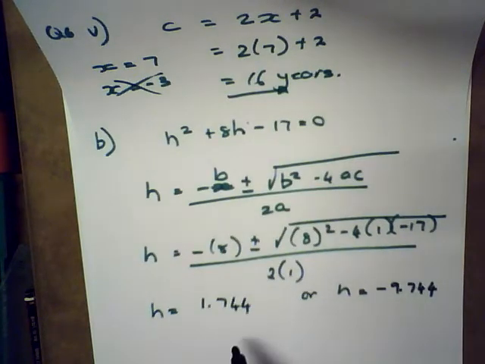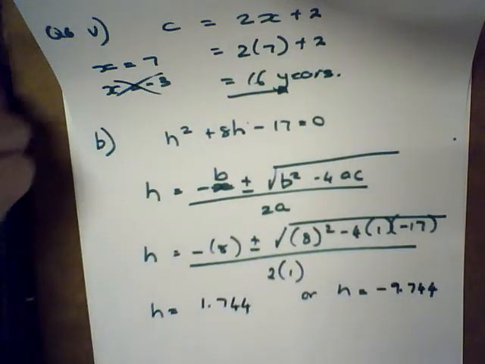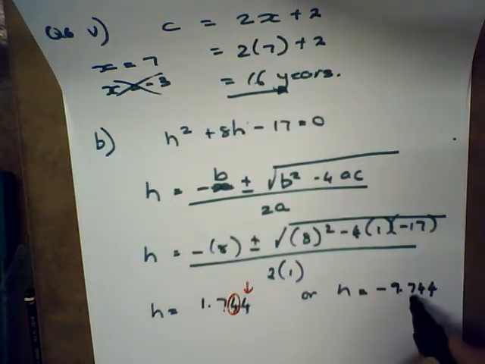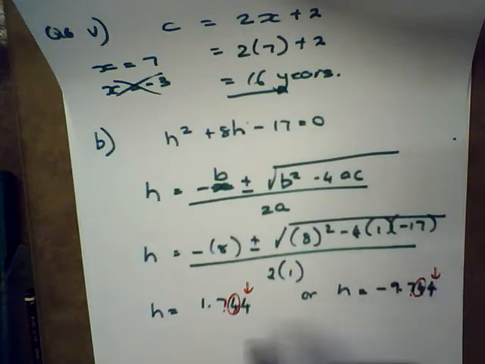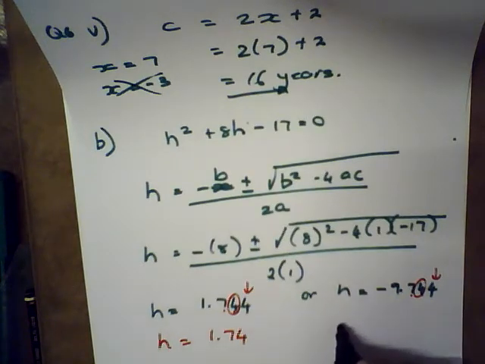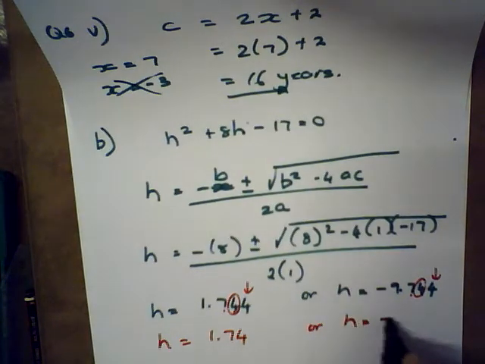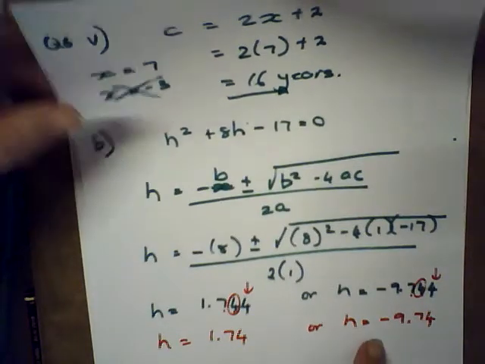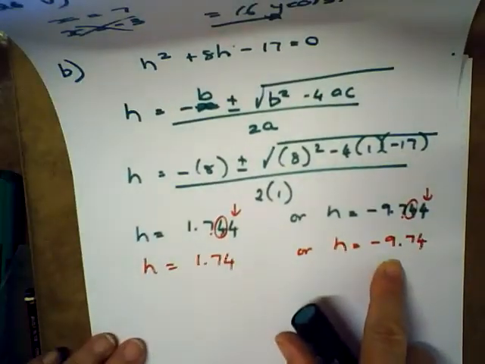Well, just be careful, they say 2 decimal places, so 1, 2 decimal places, and looking at that 4 won't change my answer, so it would be 1.74, or the height would be negative 9.74. Now think again, write down Claude's height to the nearest centimeter. Poor Claude can't have a negative height, okay?